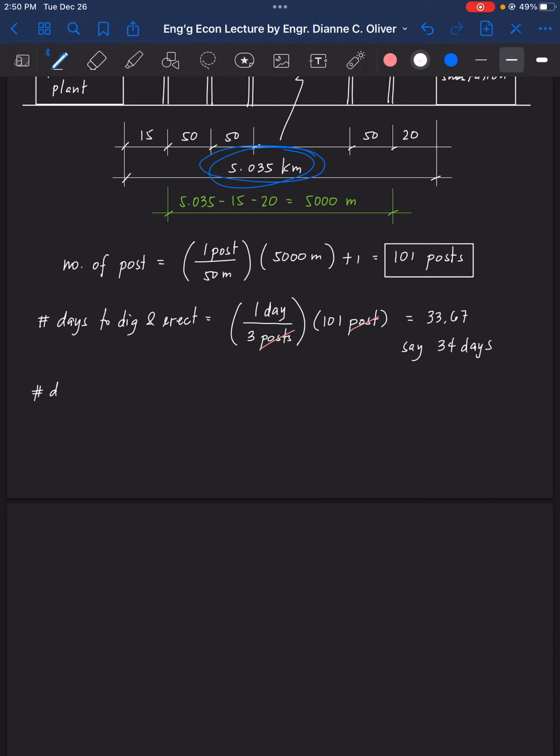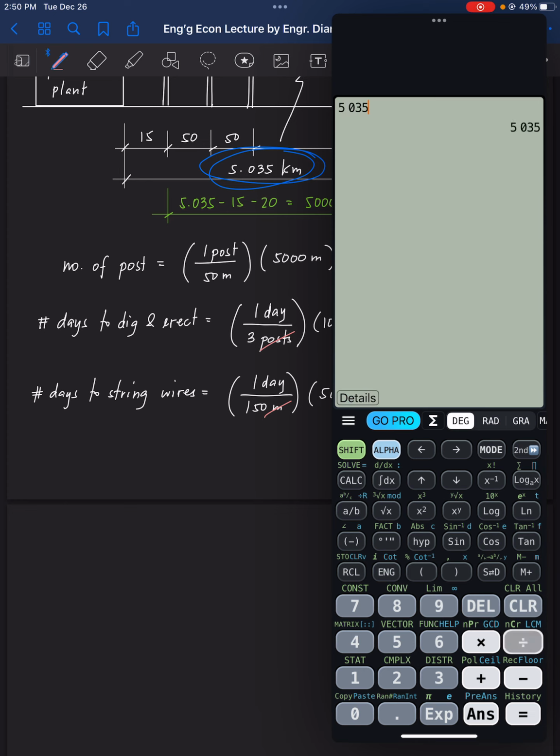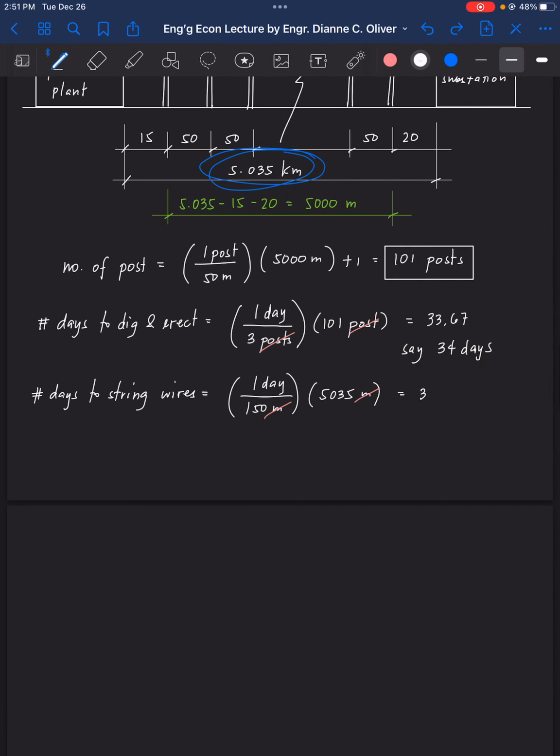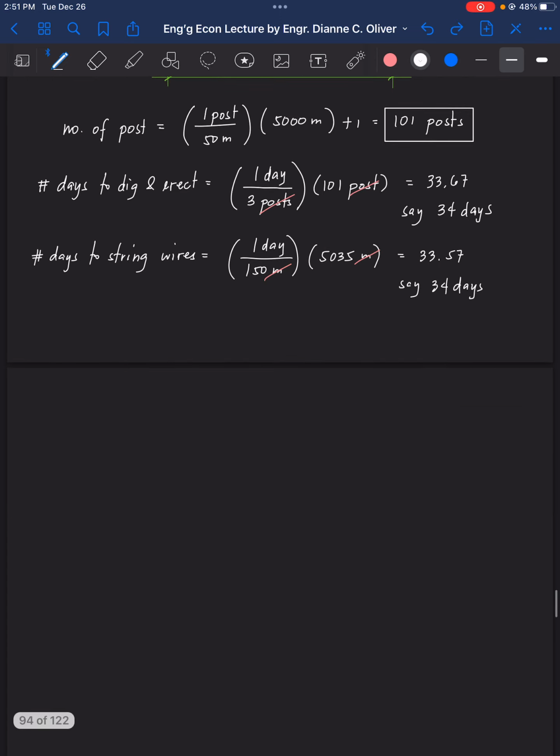So for the number of days to string wires, they can do 150 meters in one day, and the total distance to cover is 5,035 meters. So how many days will it take to cover the 5,035? So 33.57, say 34 days. So they're similar. Anyway, it just happened to be similar.